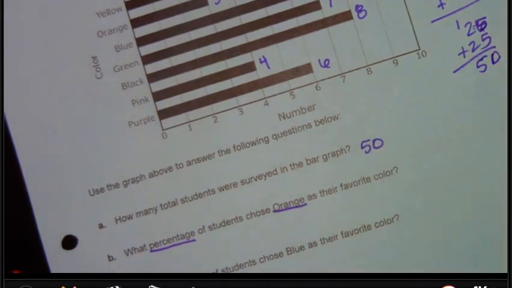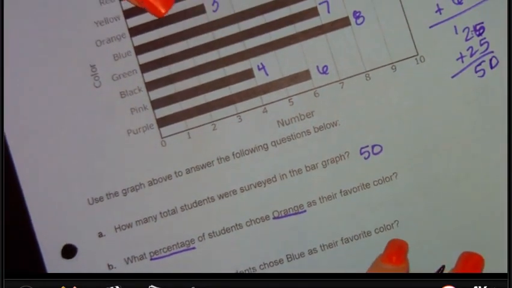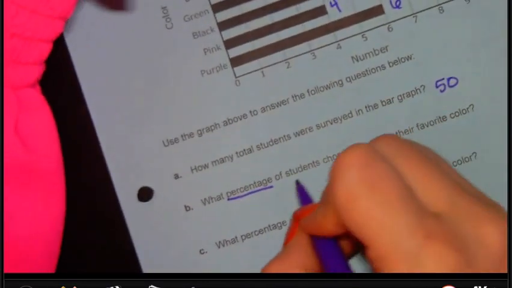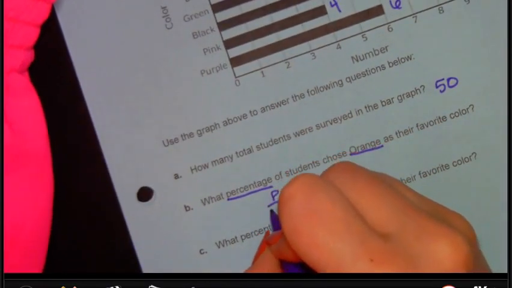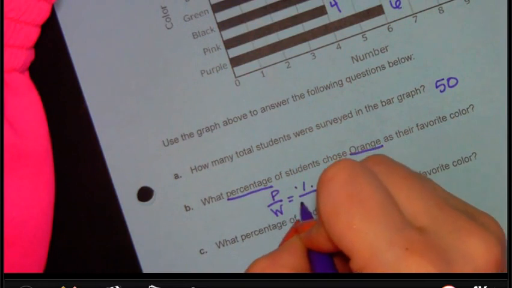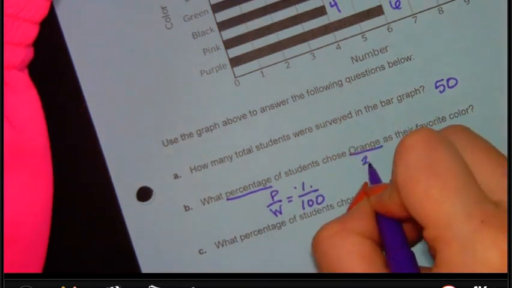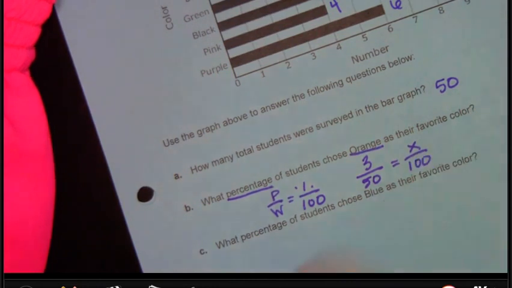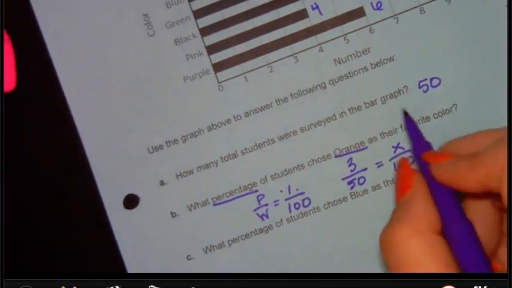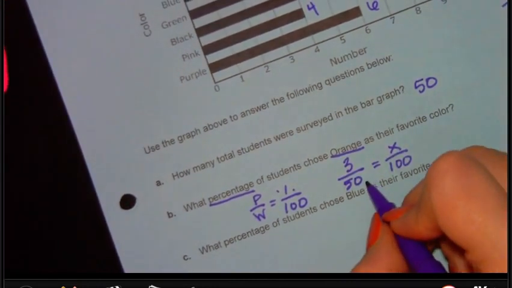Well, 50 is my total. I have my part of orange, which is 3. So I'm going to use my part over whole is equal to percent over 100. So I'm going to have 3 over 50 is equal to X over 100. You can solve this by using cross product, or we can easily scale this up.